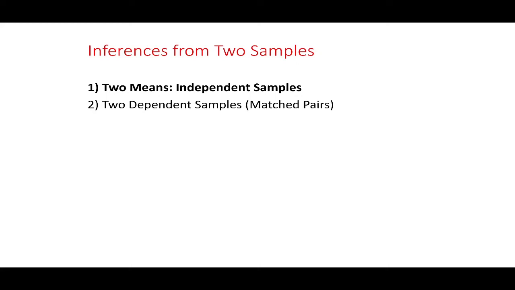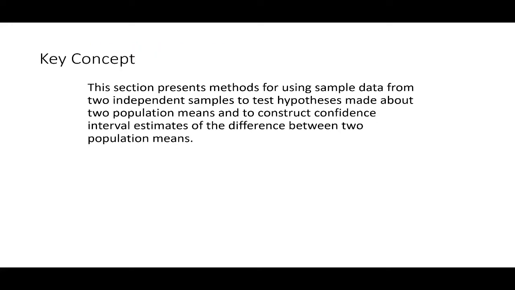Okay, chapter: inferences from two samples. We are going to cover two different sections from this chapter, and we're going to use the sample means. In the first section, the samples would be independent samples, and the second section is two dependent samples. So our goal is to present methods for using sample data from two independent samples to test hypotheses. We are continuing hypothesis testing, and in this section we are going to use two different samples.